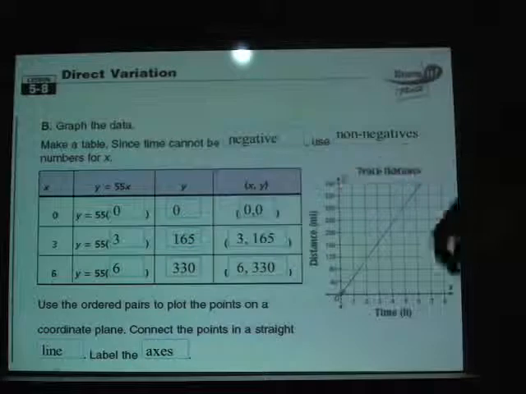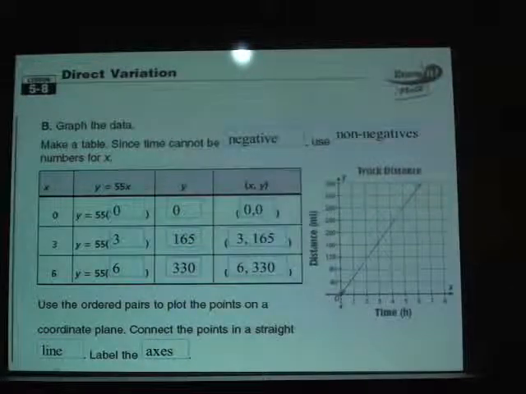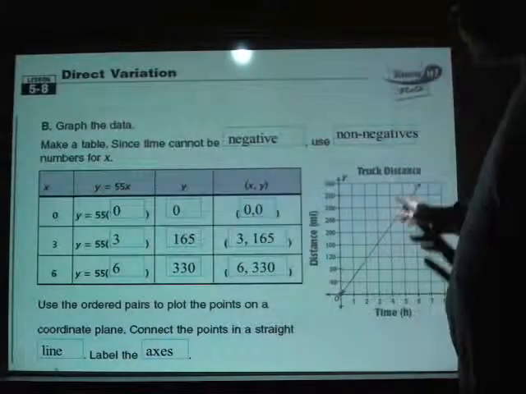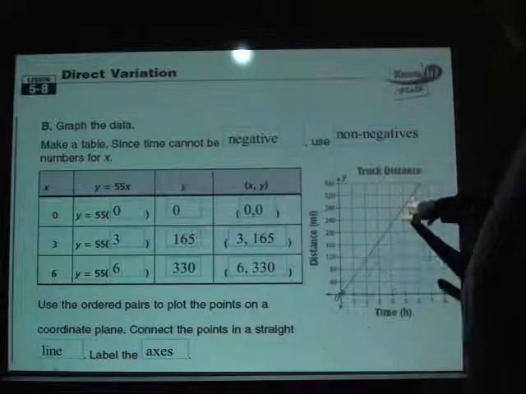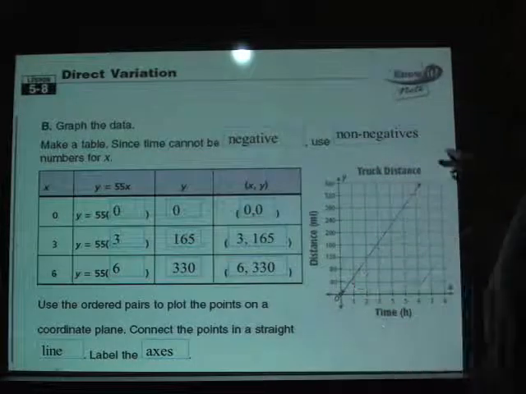Again, the first one, I didn't have to figure out. If I've spent no time on the road, I've covered no distance. That's a sure thing. That's why the first one says 0, 0. So I'm going to plot these 3 points and connect them, showing the distance the truck has traveled at any point in time along the line.